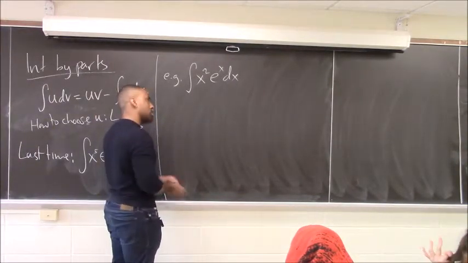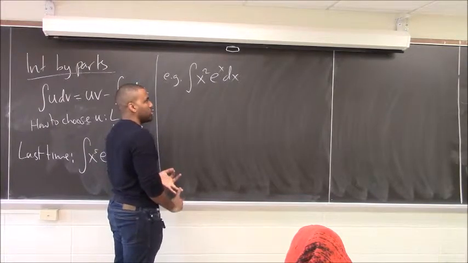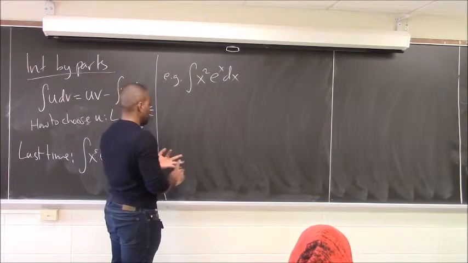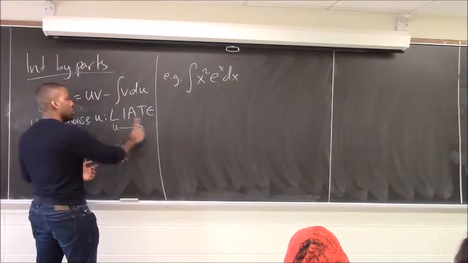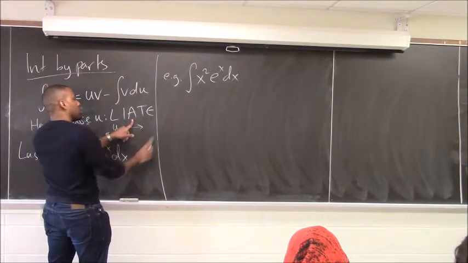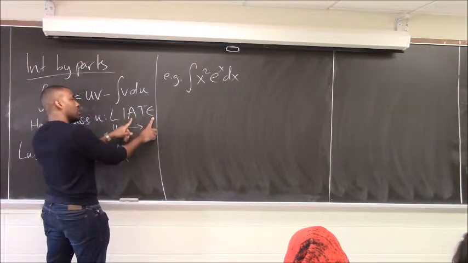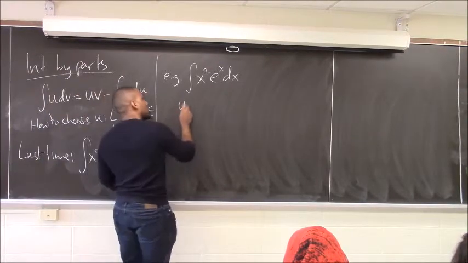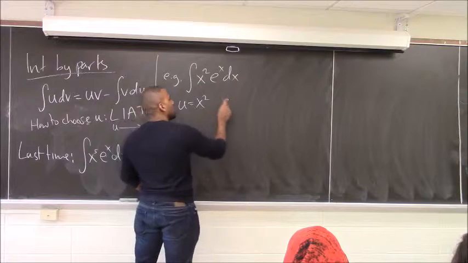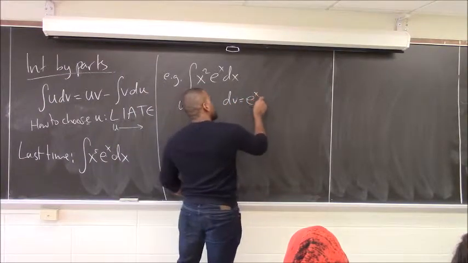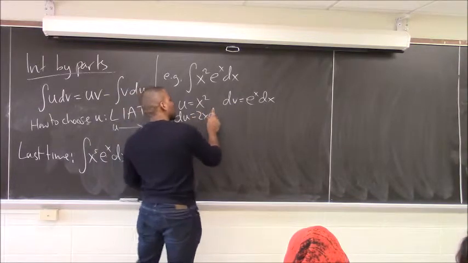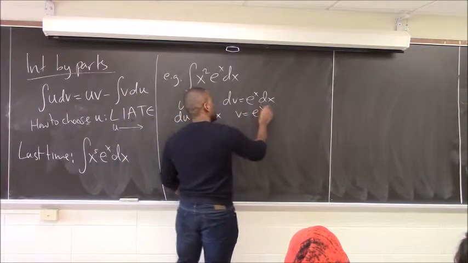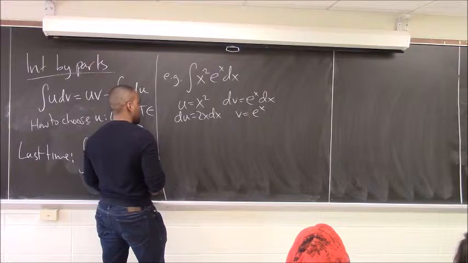So basic rule doesn't apply, and substitution won't really help. And so what we can do is try integration by parts. According to the order, we have an algebraic expression and an exponential expression. This guy would get to be the u. So if you start by saying u equals x squared, your dv would be e to the x dx. Your du would be 2x dx. And your v would be e to the x. And then you plug into that formula.